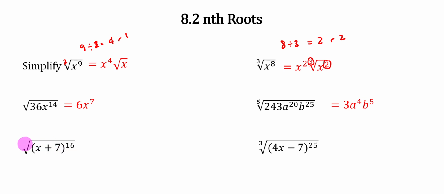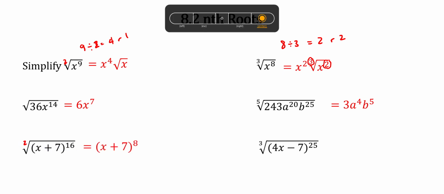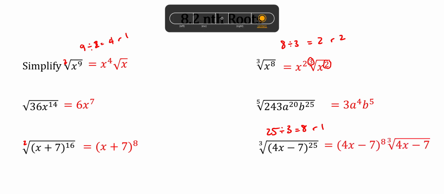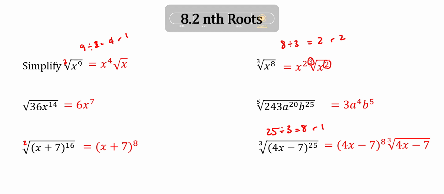Don't get overly concerned here. There's a 2 here. 16 divided by 2 is 8. So I'm just left with x plus 7 to the 8th. Same kind of thing here. 25 divided by 3 is 8 with a remainder of 1. So I have 4x minus 7 to the 8th power. And then the cube root of 4x minus 7.